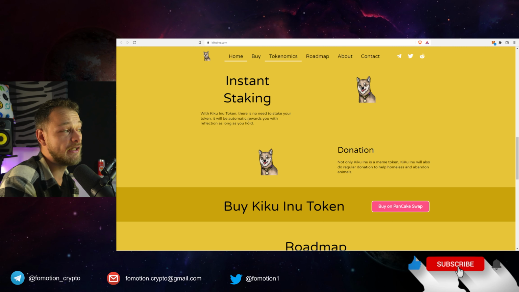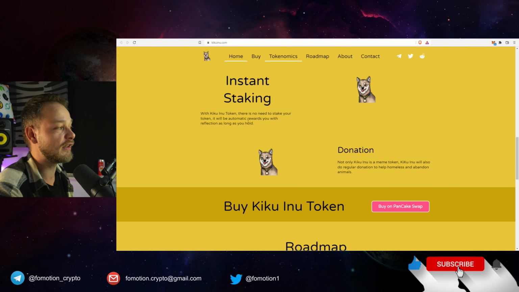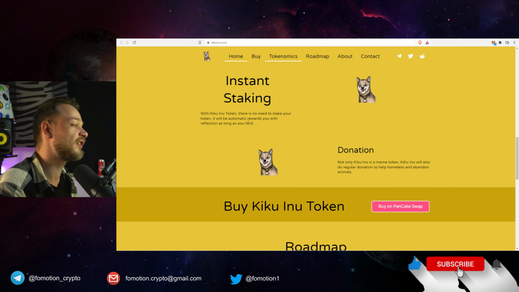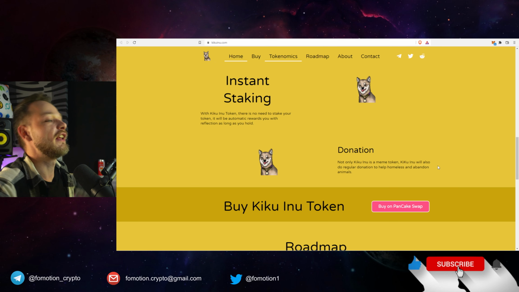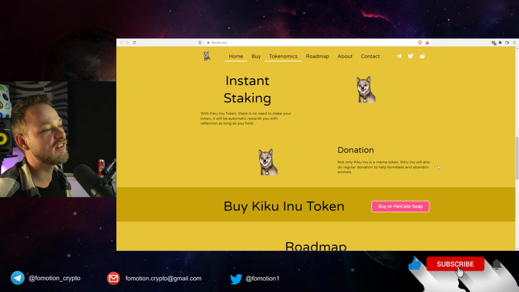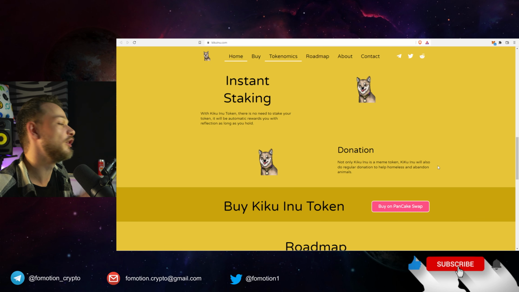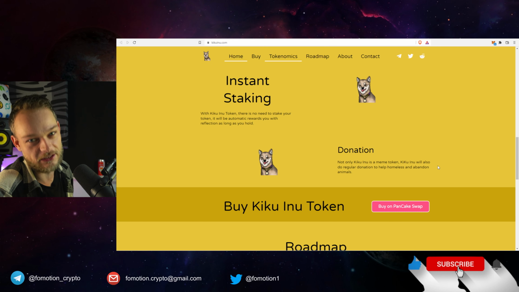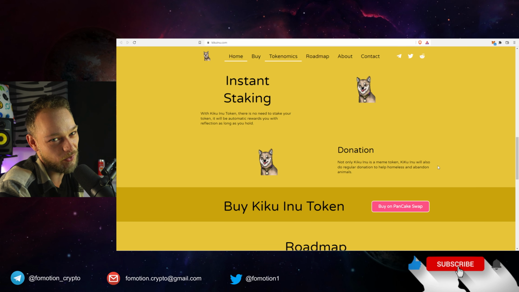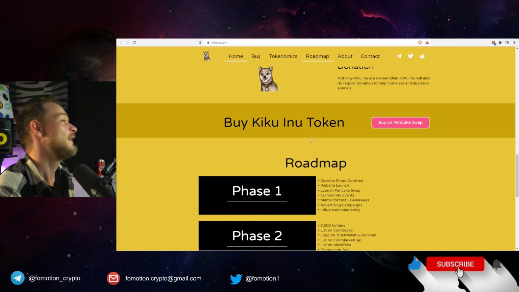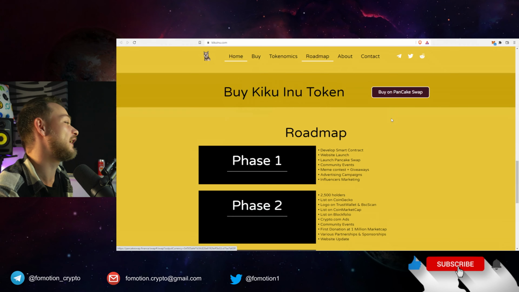Donation: not only is Kiku Inu a meme token, it will also do regular donations to help homeless and abandoned animals. Okay, so the website developer might take another job and let someone do it that can actually speak English. Sorry, very hard to say, but you have a good token right here. Fix that. Buy Kiku Inu token on PancakeSwap right here.